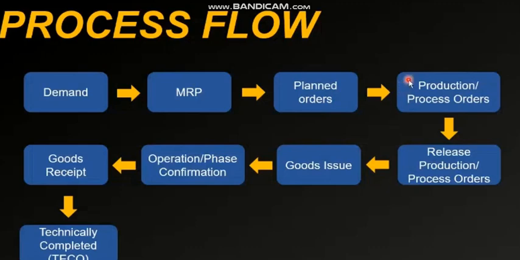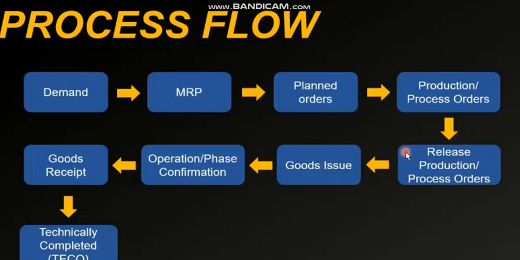Once the production order has been created, the next step is basically to release the production order. Now what is the purpose of releasing the production order? Can't we go directly to the goods issue and the subsequent steps? So why should we release the production order?